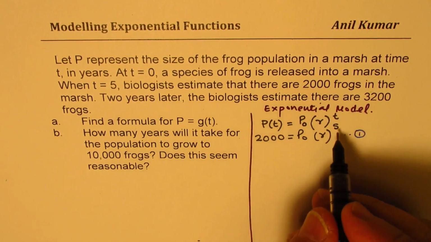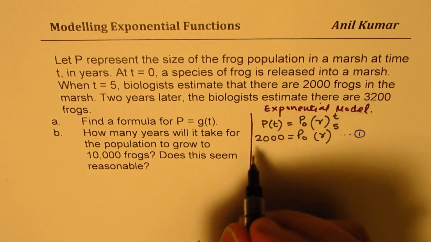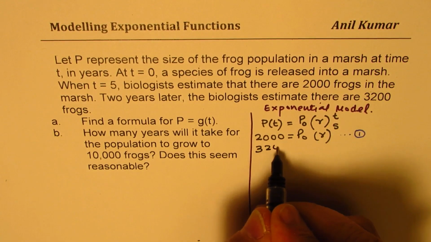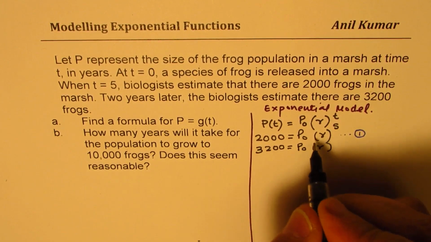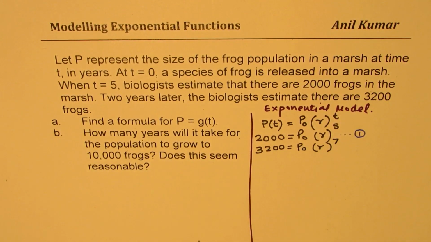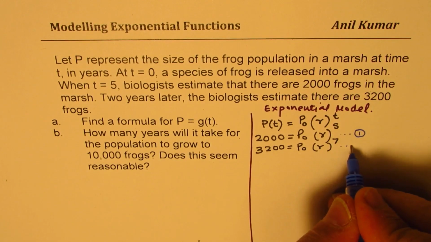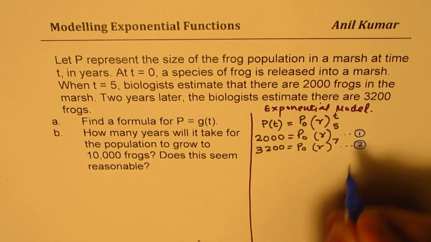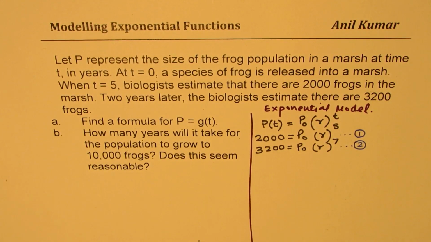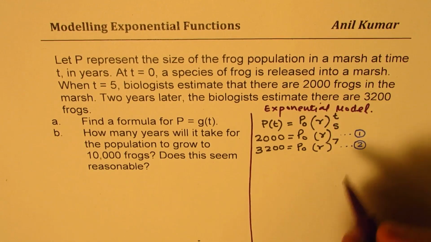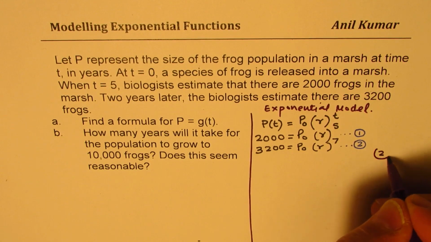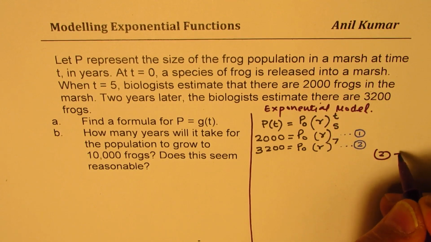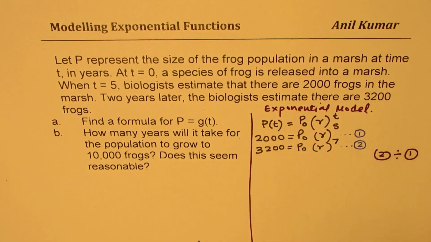Two years later, that means after 7 years, the population grew to 3200. We are assuming the same rate of growth, right? So now if I divide one equation by the other, then we can find the value of R. So equation 2 divided by equation 1, right?